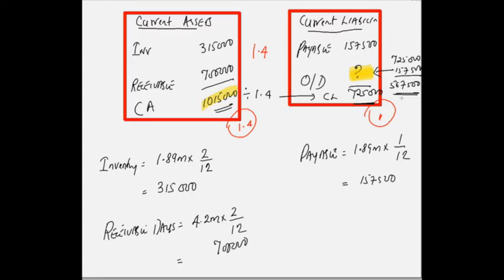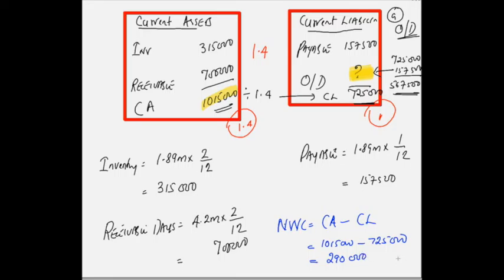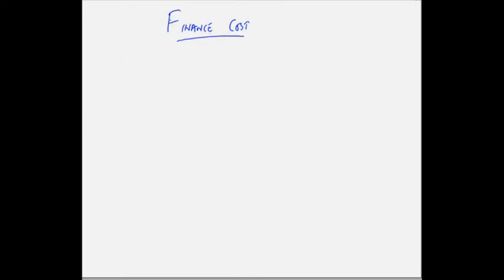This answers the first part of the question. In part 1, one part is to find out overdraft. We have worked out 567,500. The second part is net working capital, which is simply current asset minus current liability. Your current asset is 1,015,000. Current liability is 725,000. So you get your net working capital of 290,000. Clear? Have you understood this part? The last part is what? Finance cost. Now, take the total current assets for a while.